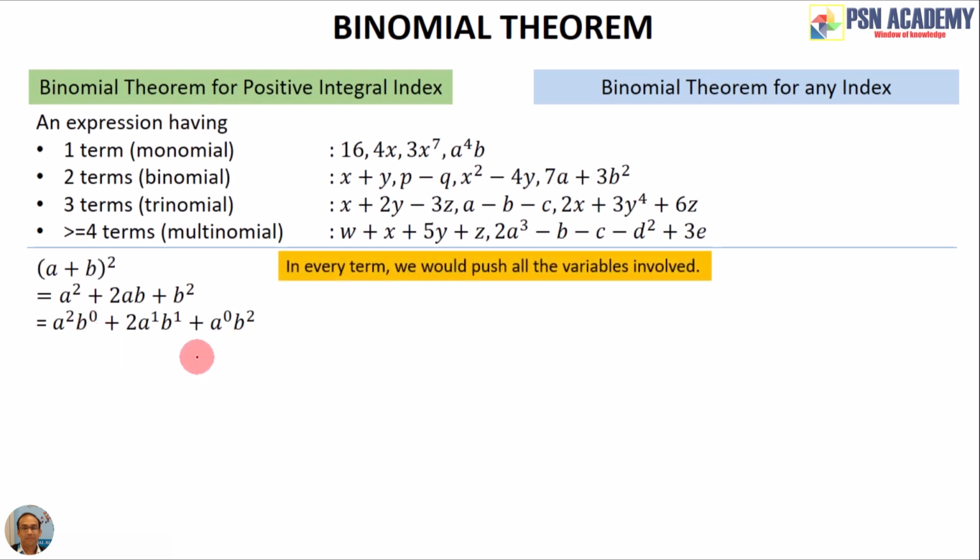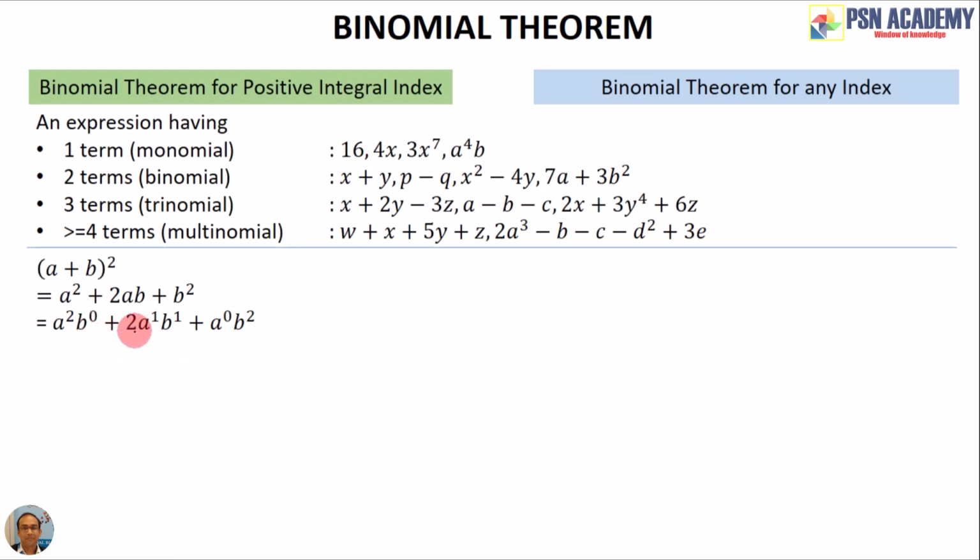Clear? Now we will deal with the coefficients. In the first term, the coefficient is 1. The second term is having coefficient 2, and the third term is also having coefficient 1. Now, is there any pattern inside for getting these coefficients? Let's see. We can replace the first one here with 2C0. That means 2 choose 0.